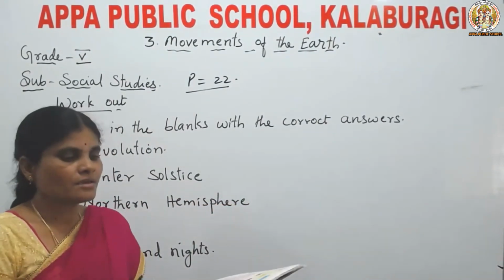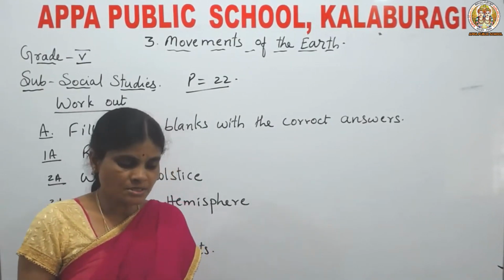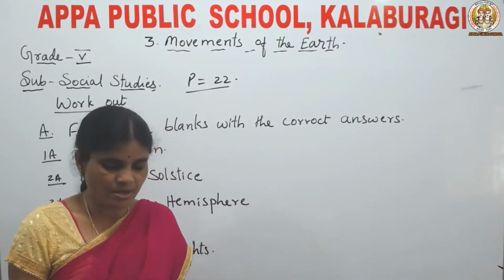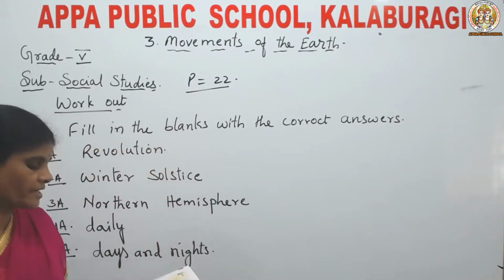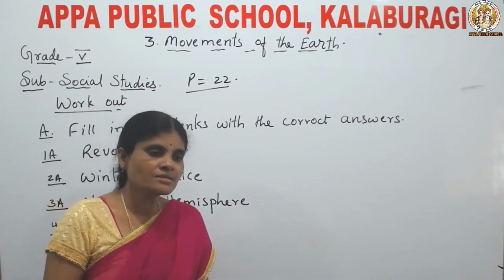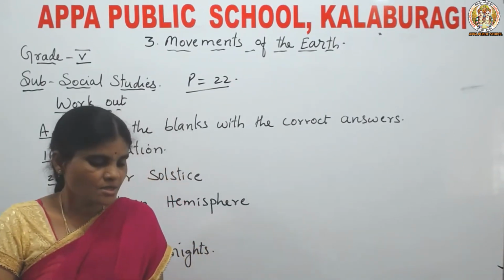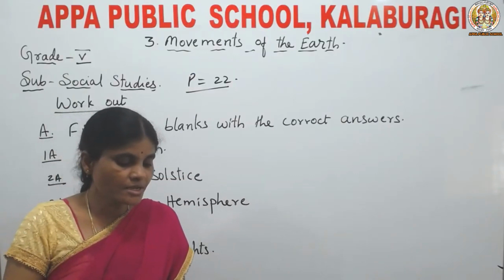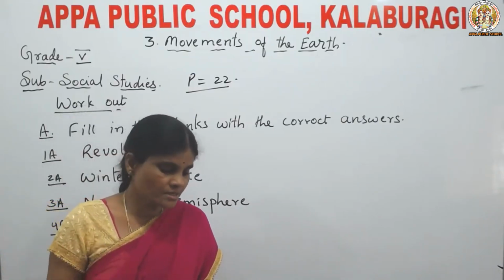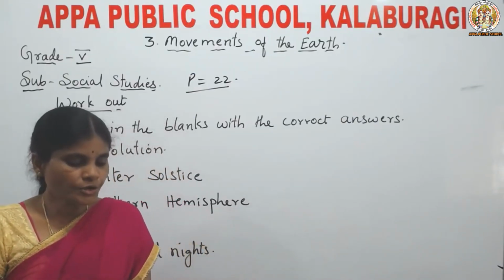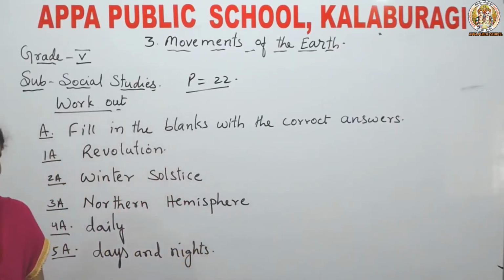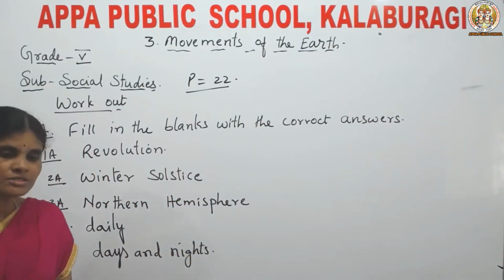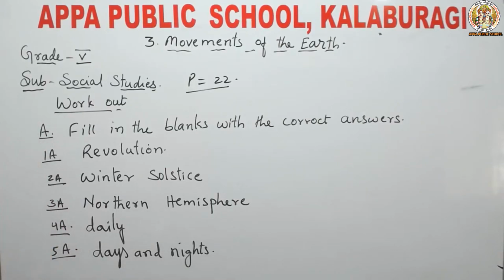Once again, let us see. The dash of the earth causes changes of seasons. Revolution of the earth causes seasons. Next, on 22nd December, the Earth experiences dash solstice, winter solstice. On 21st June every year, the northern hemisphere tilts towards the sun. Next, fourth one. The rotation is the dash movement of the Earth. Which movement? Daily movement of the Earth. The rotation of the Earth causes days and nights.